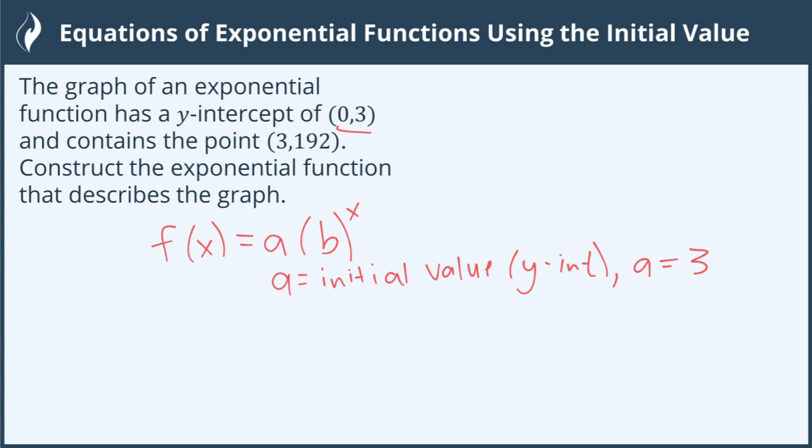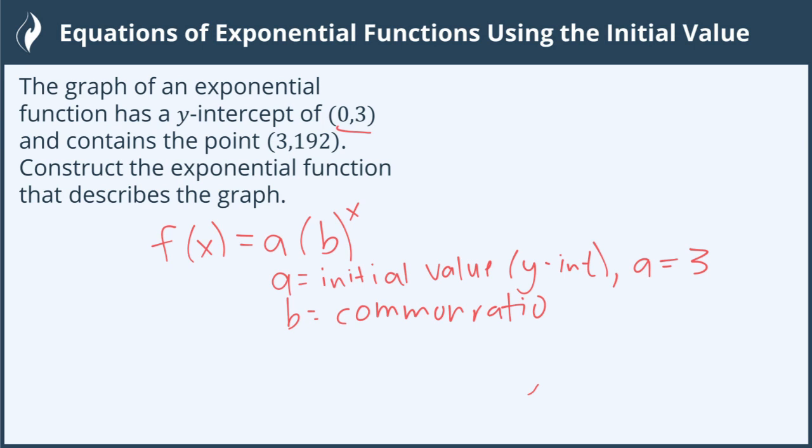We also need to find b. b is the common ratio, which means basically the rate of how quickly it's changing exponentially over time. We don't know b yet, but we do know another point on this exponential graph. We know that it's (3, 192).